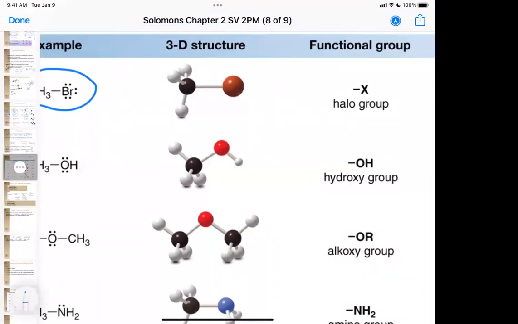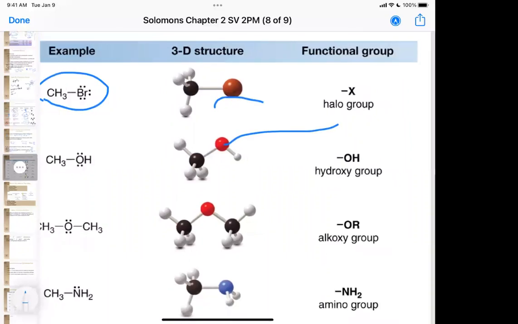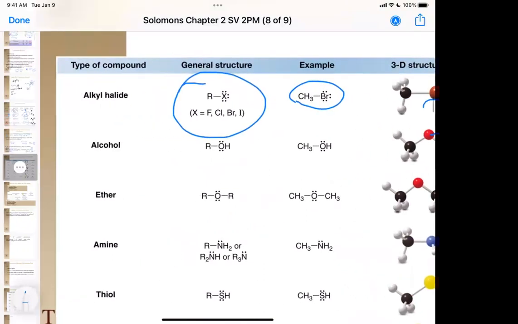It's not a bunch of guys running around with electronic guns. It is the halogens bonded to a hydrocarbon. Okay, so it's the halo group or alkyl halide. Come on, there we go. And so it's alkyl halide.